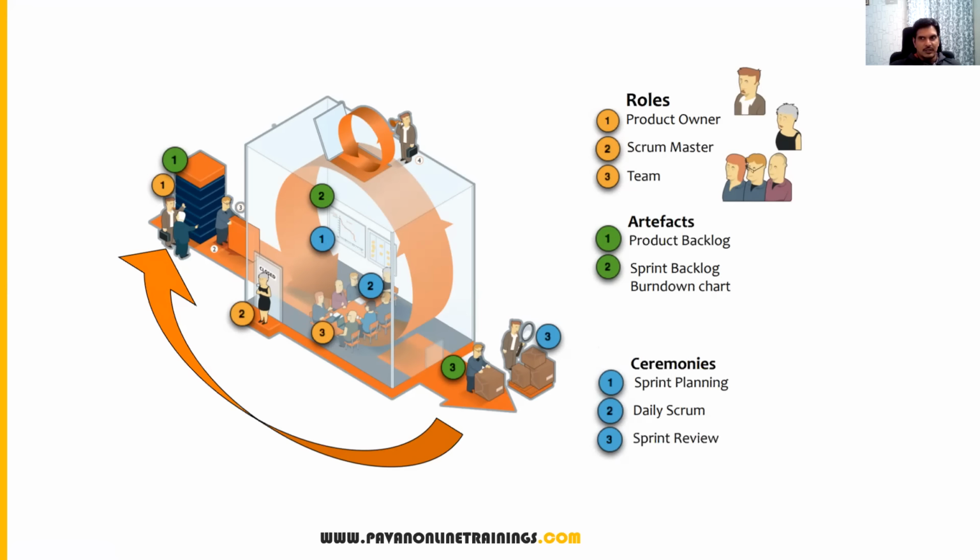So what are the roles? As we discussed earlier, product owner, scrum master, and team. The product owner will define the requirements and write the stories. The scrum master will organize the meetings and drive the process, and the team will perform tasks like development and QA activities. Artifacts means the documents we have: product backlog, sprint backlog, burn down chart. What are the ceremonies we do? Sprint planning, daily scrum meeting, and sprint review or sprint retrospective. These all come under ceremonies.